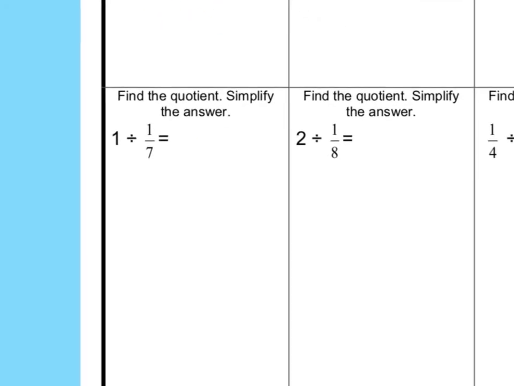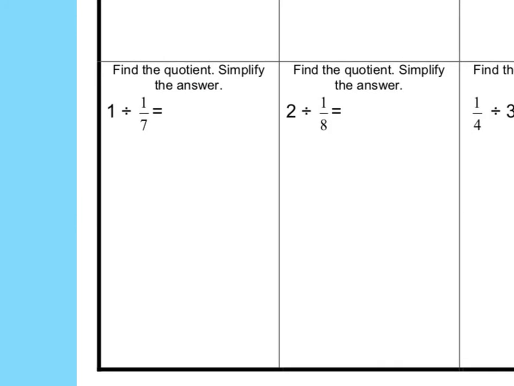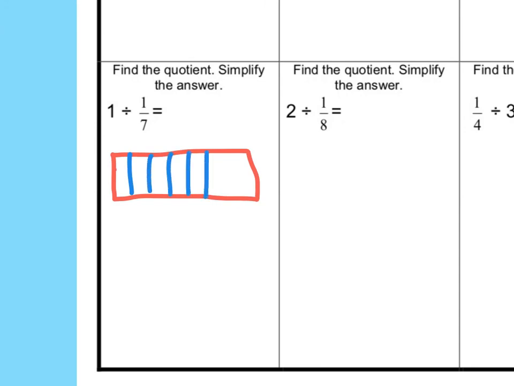For the last one, it says find the quotient, simplify the answer. So you have one whole. Here is my one whole. It's being split up into sevenths. 1, 2, 3, 4, 5, 6, and 7. So my answer is going to be 7, because if I had one whole and I cut it up into sevenths, now I have 1, 2, 3, 4, 5, 6, 7 pieces, and that's my answer.